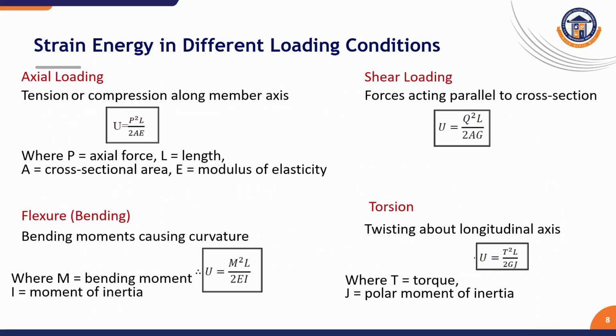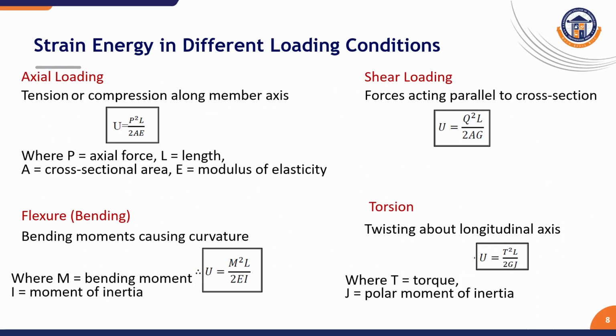Now we are able to see the strain energy in different loading conditions. So, the strain energy under axial loading. For a member under axial tension or compression, strain energy is expressed as U equal to P squared L divided by 2AE, where P is the axial load, L is the length, A is the cross-sectional area, and E is the Young's modulus. This formula is frequently used in trusses, axial bars, and tie members.